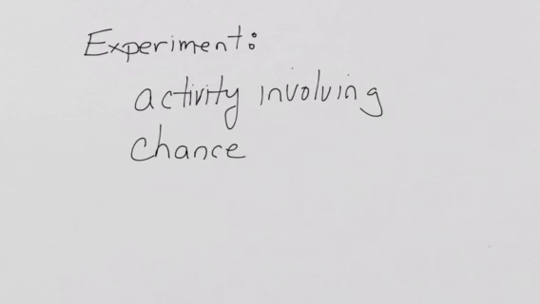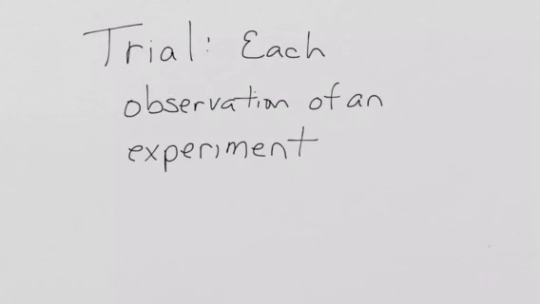Now let's start looking at the language of probability. First of all, you have an experiment. That's just any activity involving chance, like flipping a coin. A trial is each observation of an experiment. So if we flip a coin 50 times, there are 50 trials.